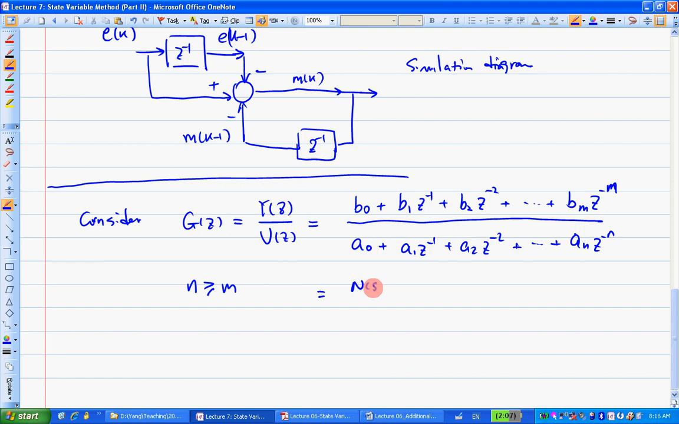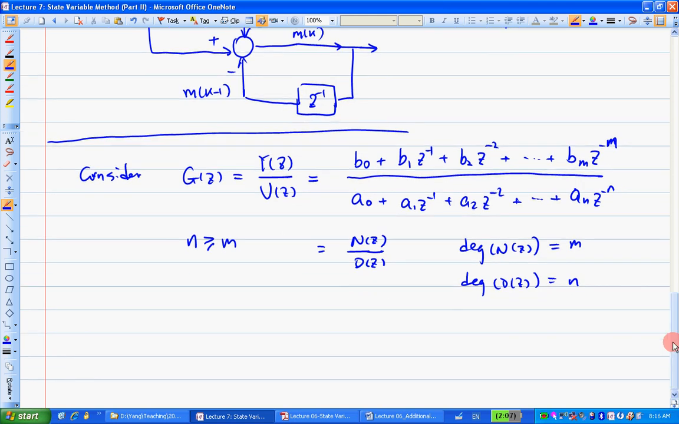So this is a numerator over a denominator, in z, not s. In other words, the degree of this numerator is m, and the degree of this denominator is n.